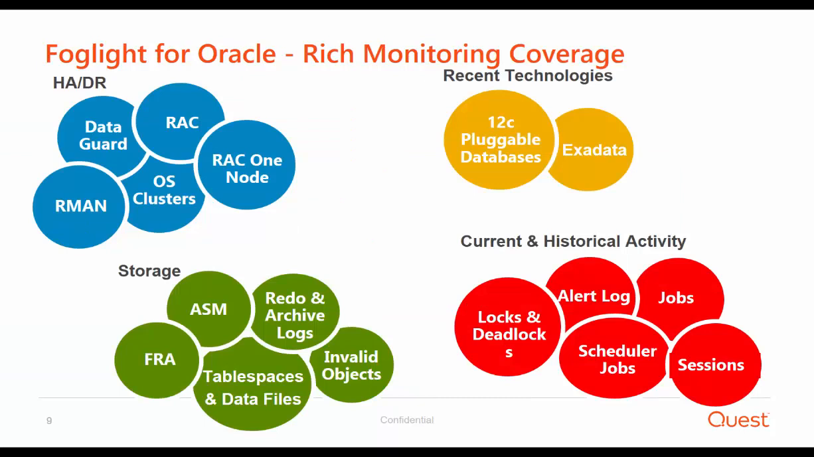Here we can see the rich monitoring coverage that we support with Foglight for Oracle. So it supports all the various disaster recovery and high availability solutions such as Data Guard, RAC, RMAN, etc. All storage aspects, automatic storage management, the fast recovery area, tablespaces and data files, redo logs, objects. It supports recent technology, so we have full coverage for 12c pluggable databases, aka multi-tenant architecture, as well as Exadata machines from both current and historical standpoints.